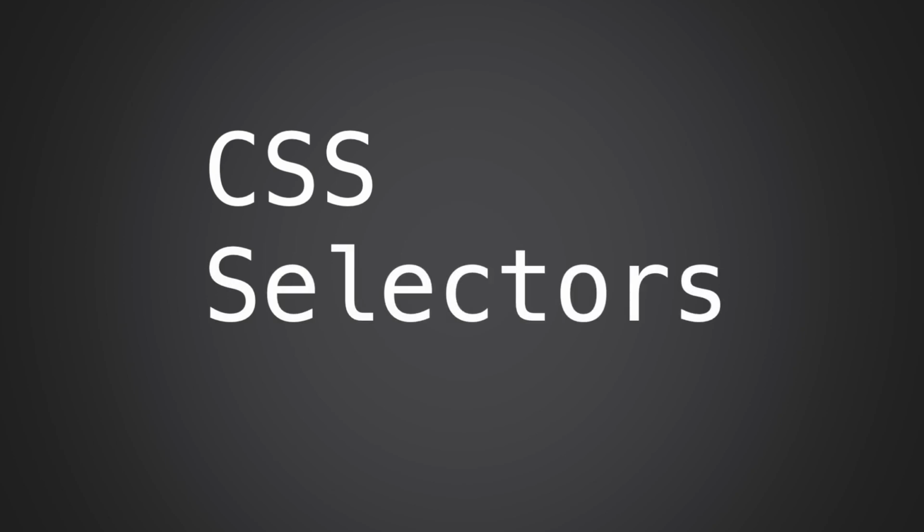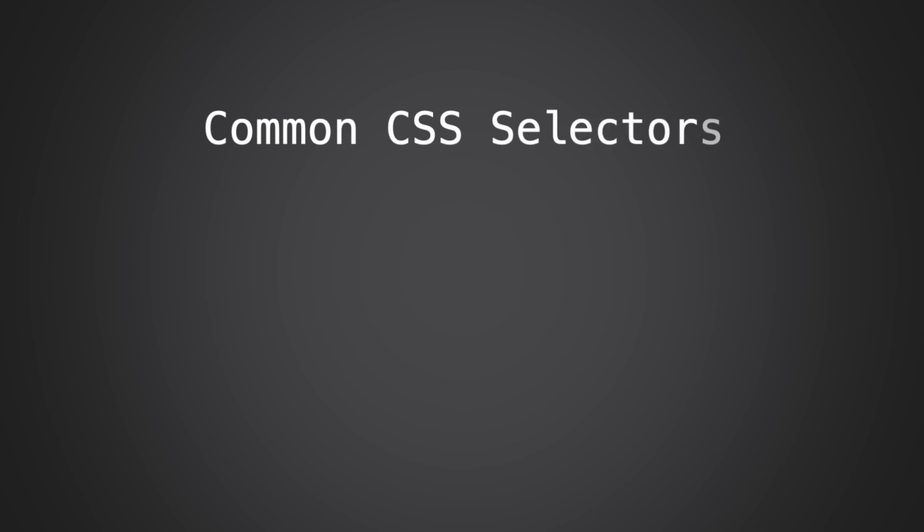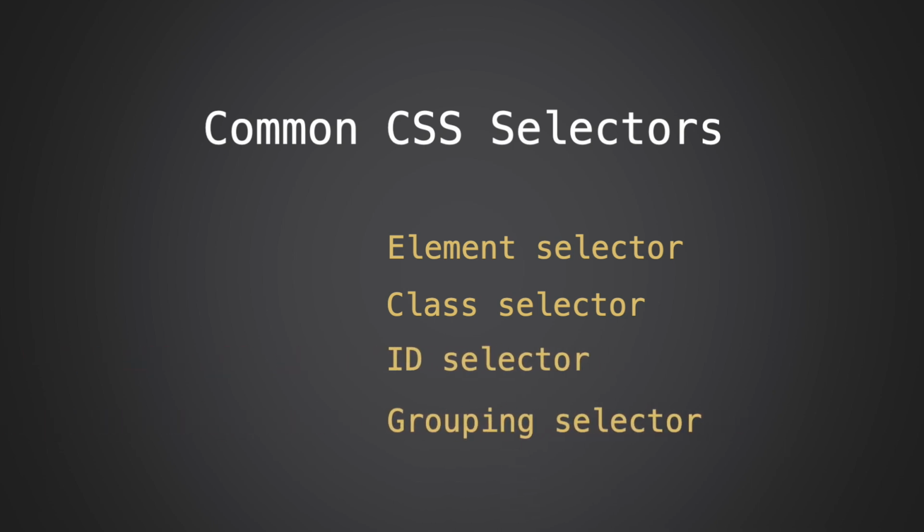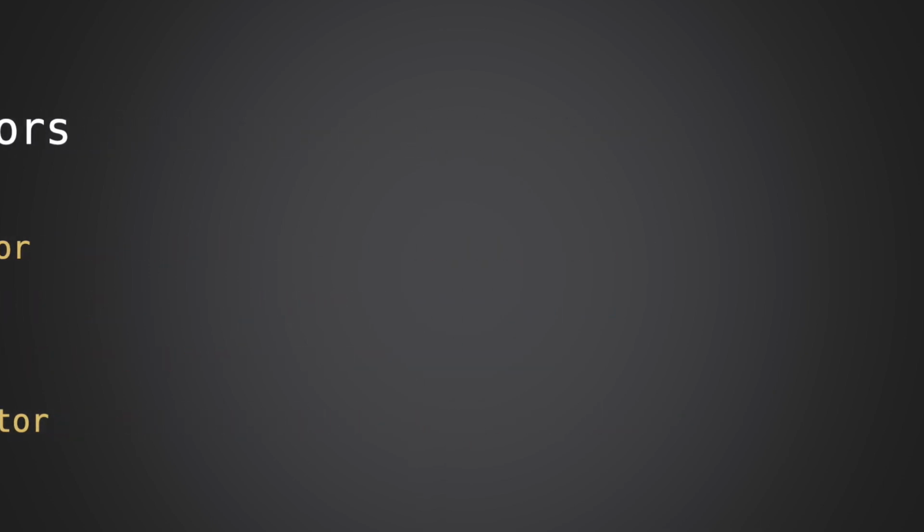CSS selectors is part of the CSS rule set that selects the content you want to style. In this video, you will learn some common CSS selectors. The most common selectors include element selectors, class selectors, ID selectors, and grouping selectors. So let's take a closer look at each of them.